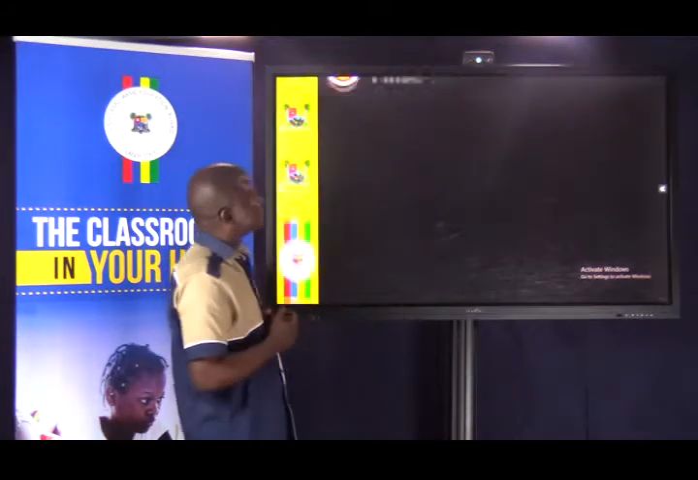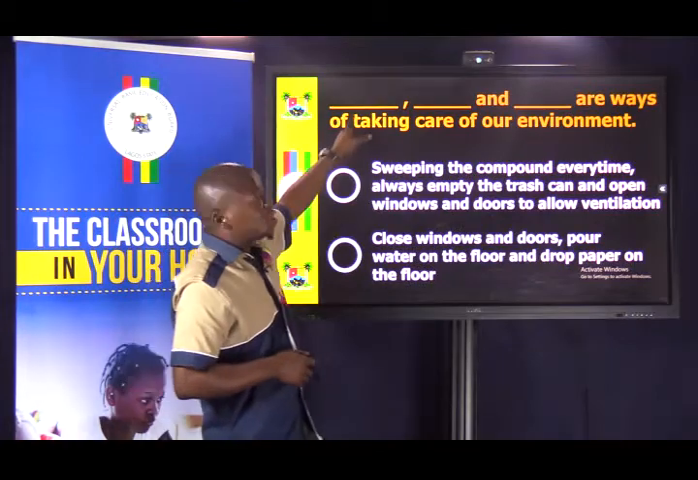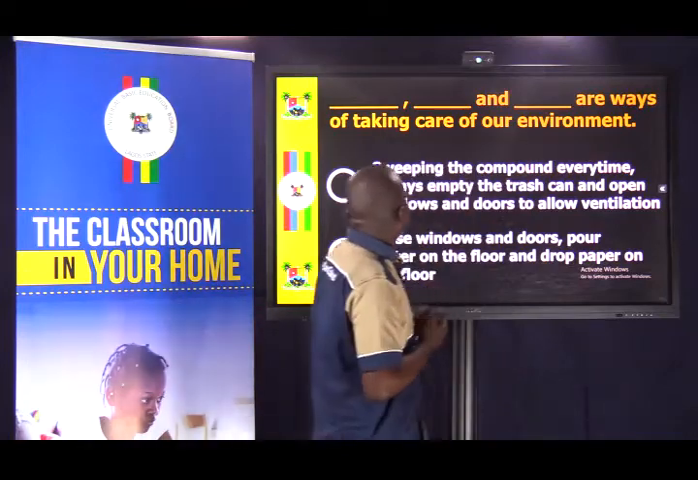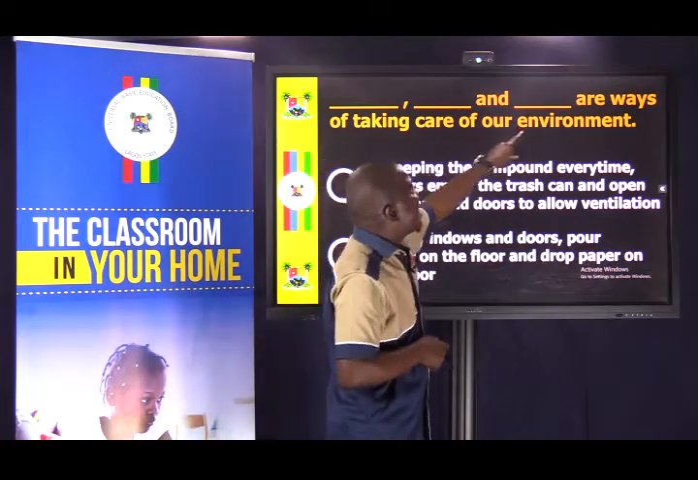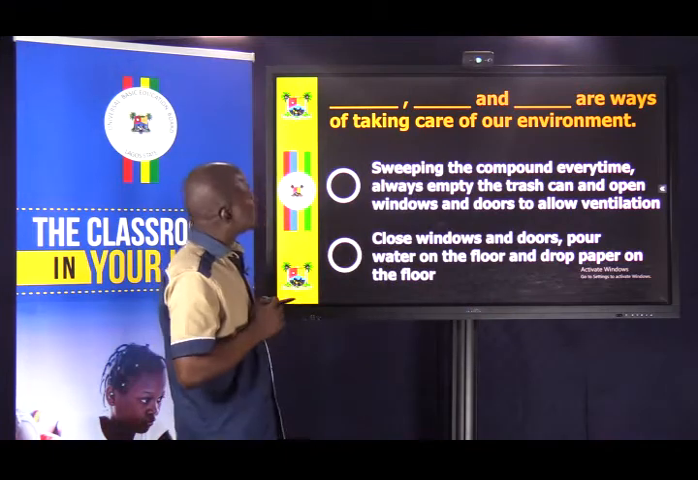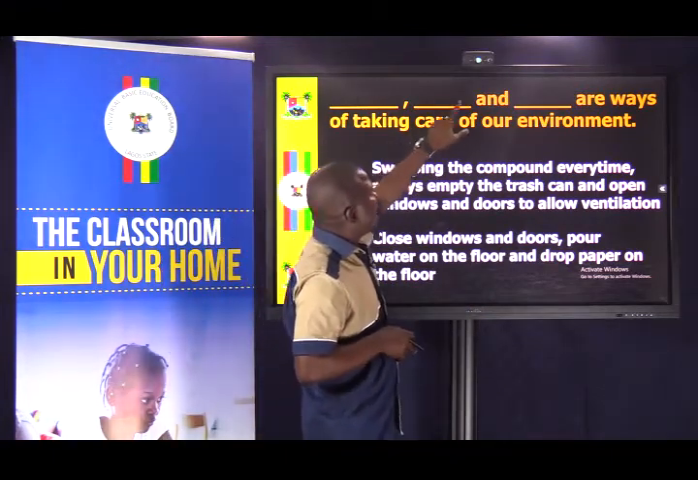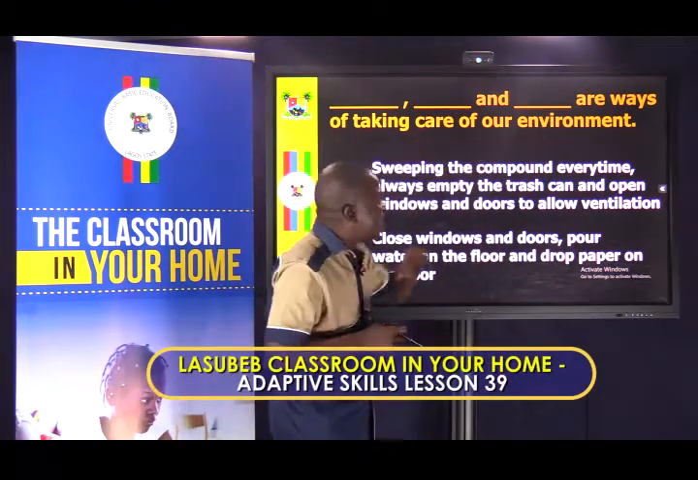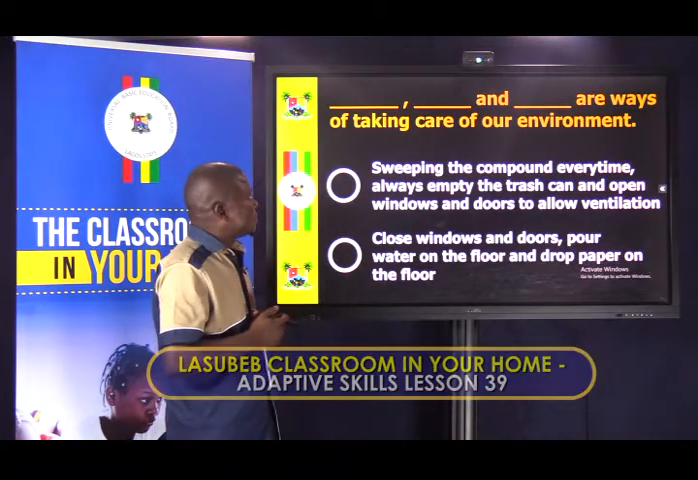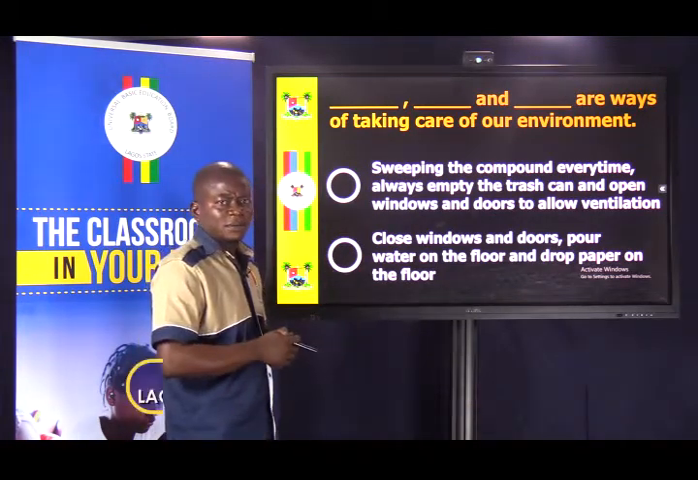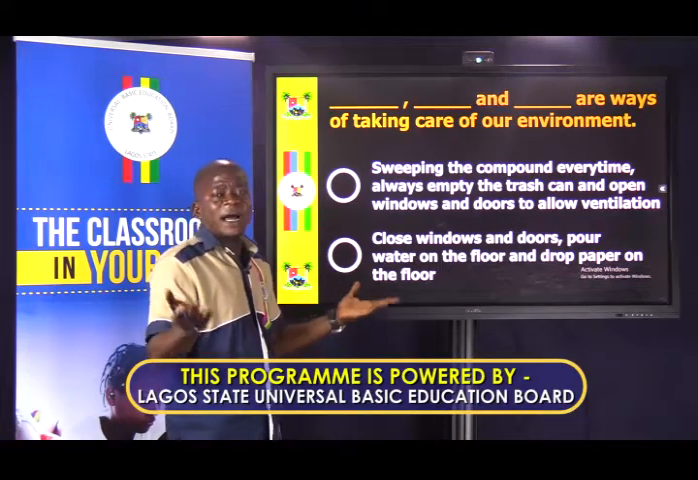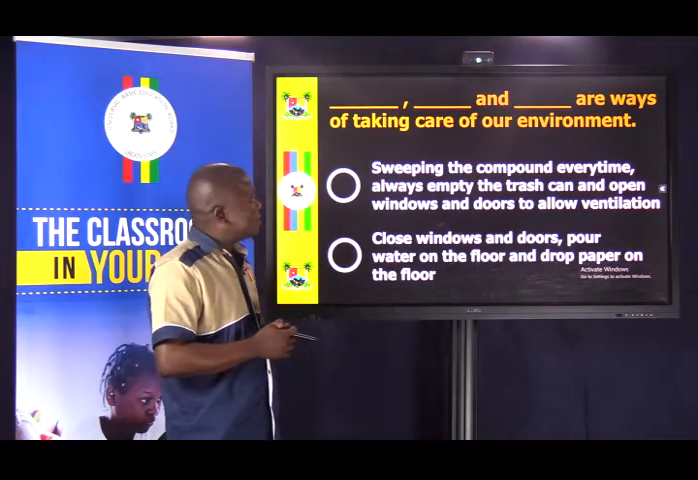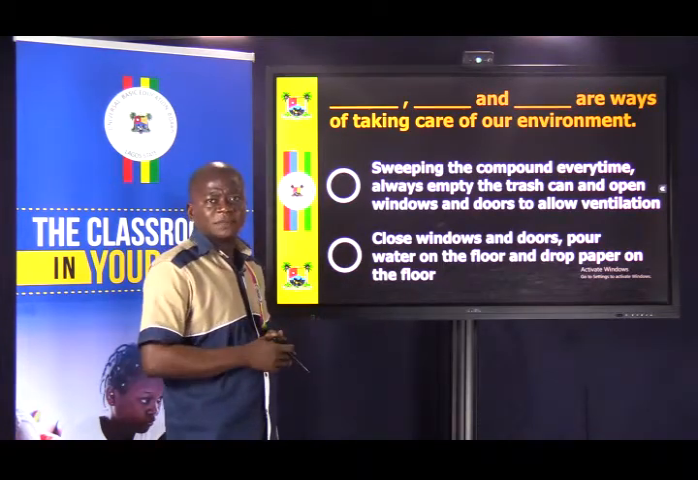Next question. Dash, dash, and dash are ways of taking care of our environment. I repeat, dash, dash, and dash are ways of taking care of our environment. What are the ways of taking care of our environment? We've learned about this also in one of our lessons.